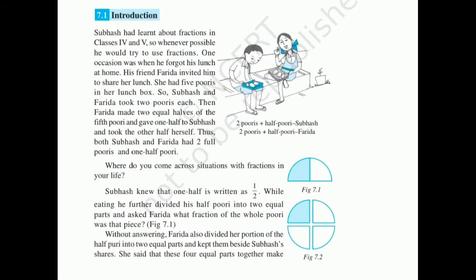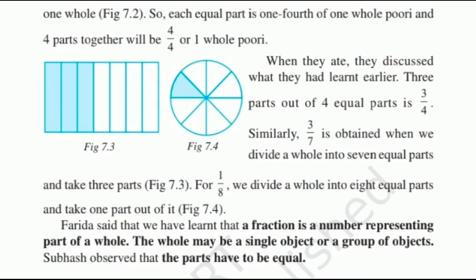Subhas knew that one half is written as half. While eating, he further divided his half puri into 2 equal parts and asked Farida what fraction of the whole puri was the piece. You can see in figure 7.1. Without answering, Farida also divided her portion of the half puri into 2 equal parts and kept them beside Subhas's. She said that these 4 equal parts together make one whole.